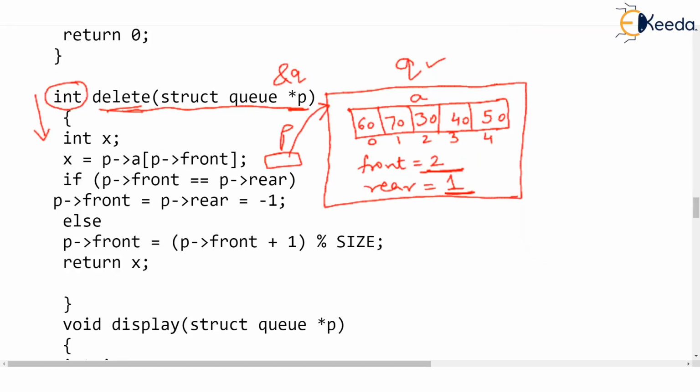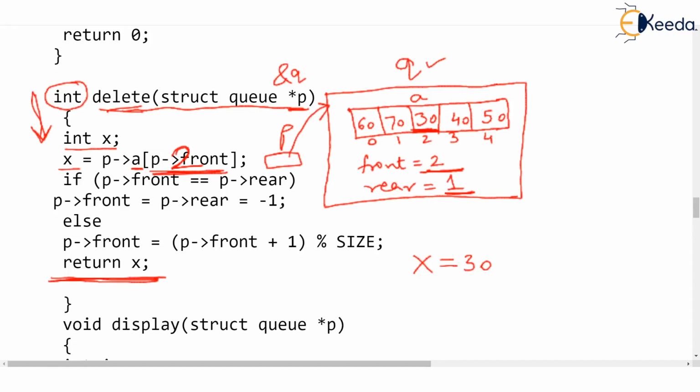Okay, so you know by now that if you call delete on this particular circular queue, then 30 should be deleted first because 30 is the frontmost. Let's run this delete function. We have declared a local variable x, where x will store the value of the frontmost element, p arrow front. Observe that p arrow front is 2. So the second element of this array, a2, will be stored in x. x has to be then 30. And finally, you see the last statement is return, which returns that 30 back to main.